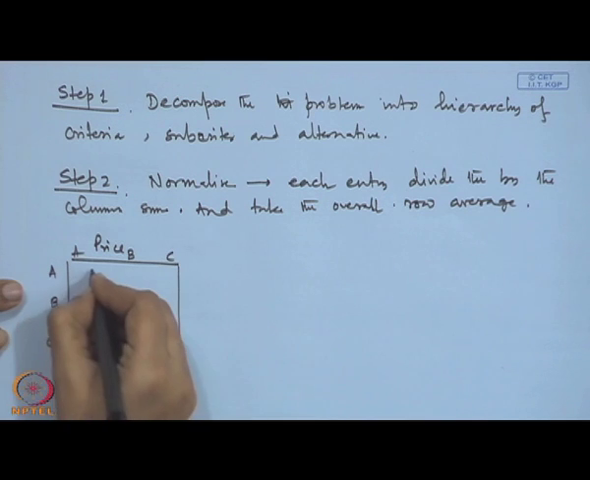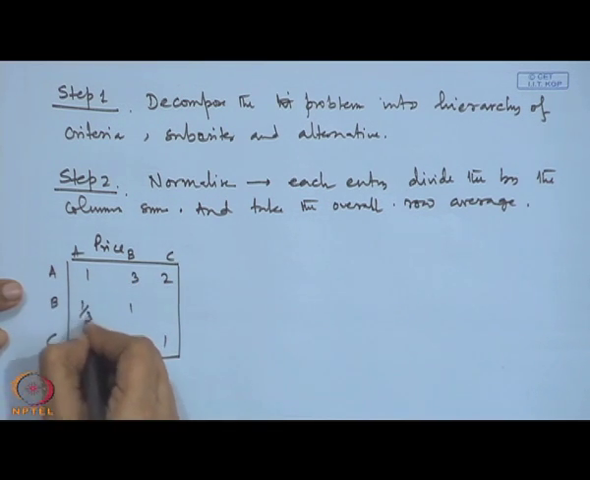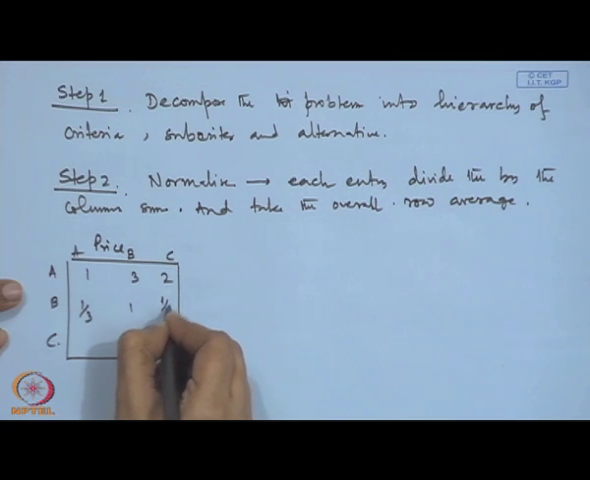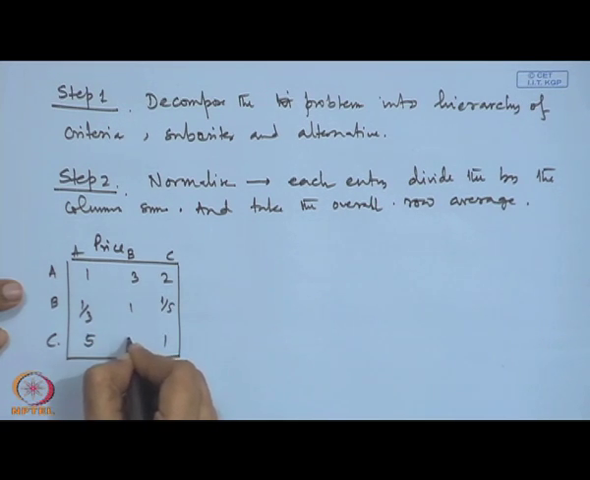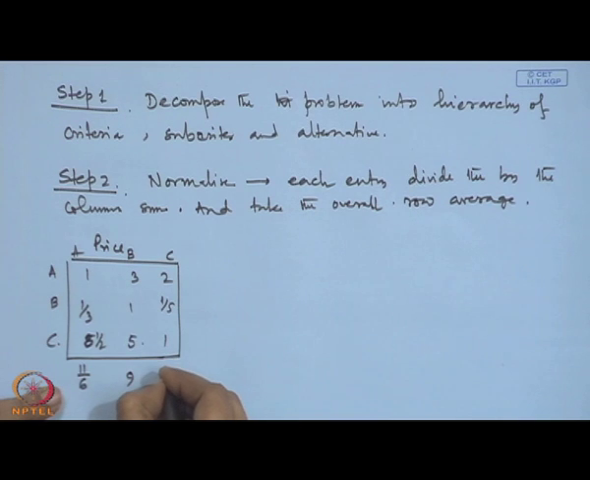The information is given: 1, 3, 2, 1, 1, 1 by 3, 1 by 5, 5, sorry, this is 1 by 2 and this is 5. What is being done? We are considering the column sum. The column sum is coming 11 by 6 here, and this is 9 and this is 16 by 5.